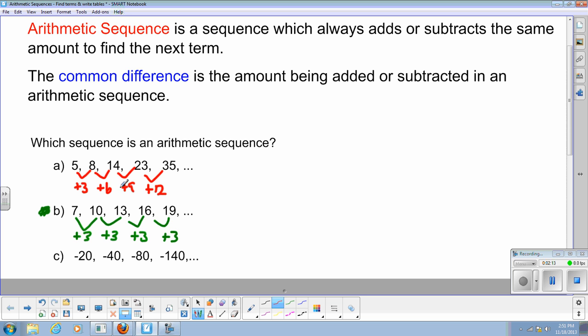Even though it's always going up, it has to be by the same amount, identical at every single term. 3, 6, 9, 12 is not identical. This one, 3 plus 3 plus 3, that's identical. This one is not an arithmetic sequence.